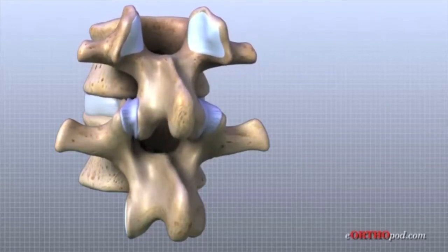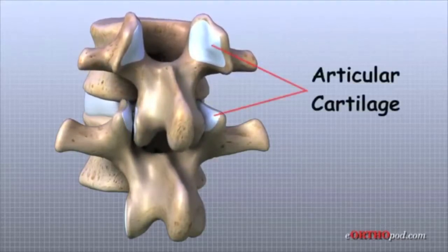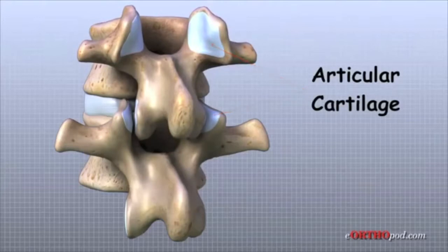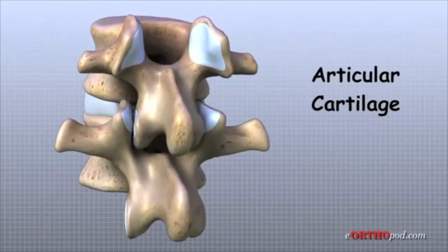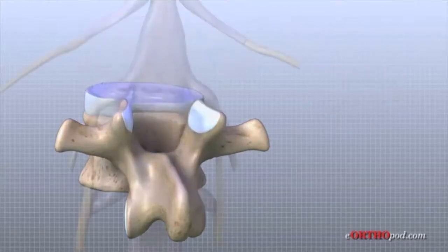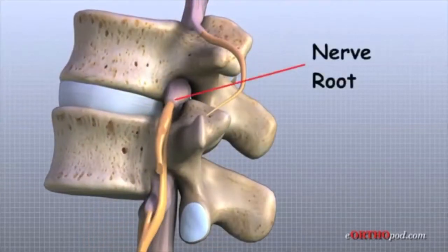The surfaces of the facet joints are covered by articular cartilage. Articular cartilage is a smooth, rubbery material that covers the ends of most joints. It allows the bone ends to move against each other smoothly, without friction. Two spinal nerve roots exit the sides of each spinal segment, one on the left and one on the right.